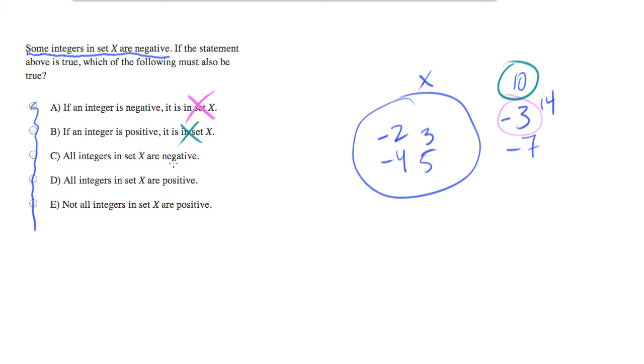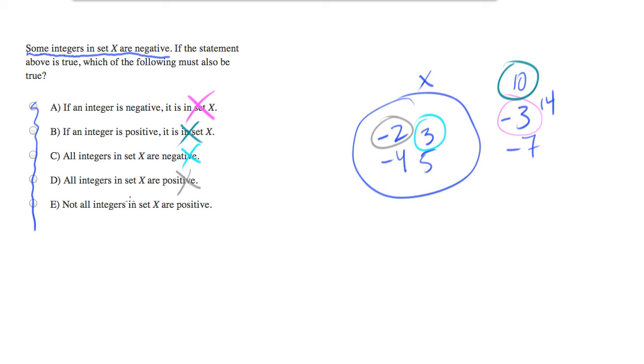All integers in set x are negative. Well, that's not true. There's a positive number right there. D says all integers in set x are positive. Well, that's not true either, because here's a negative. And hopefully E is the right answer, but I would definitely check it to be sure.